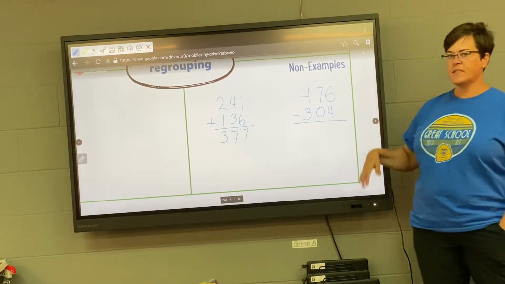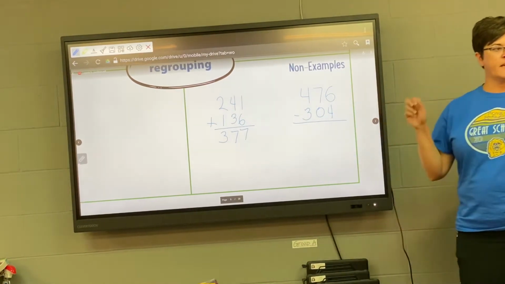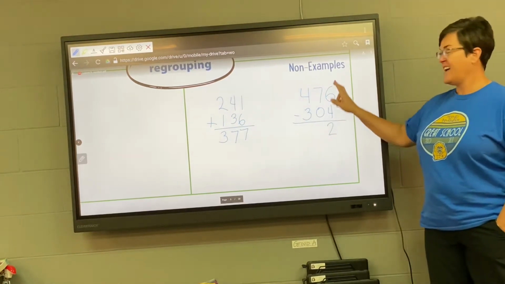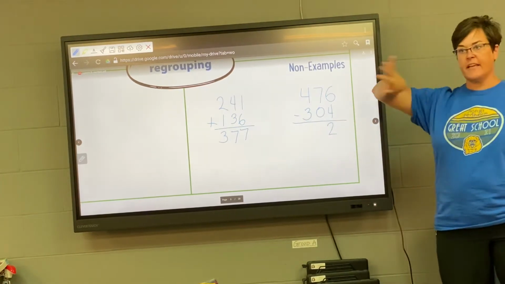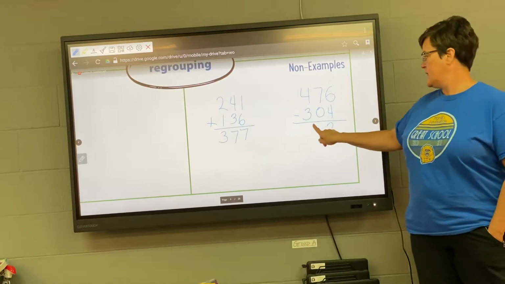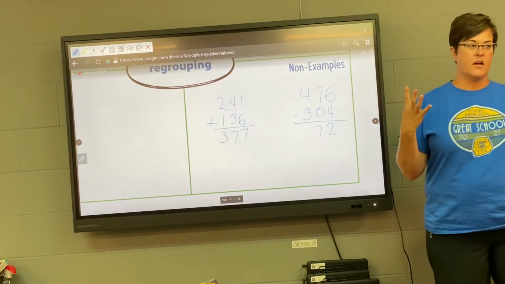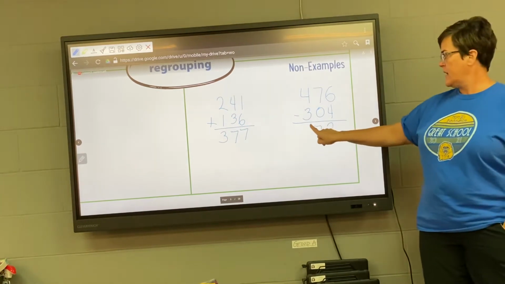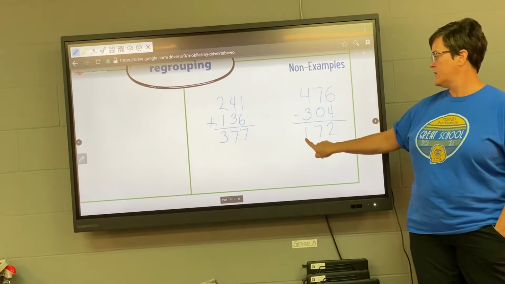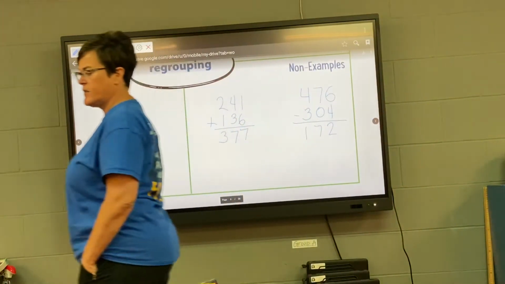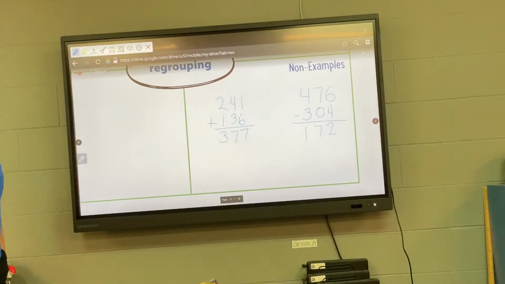I have 6 ones and I take those 4 away. How many do we have left? 2. 2 ones. I have 7 tens and I take nothing away. How many tens do we have left? 7. If we had 4 hundreds and we took 3 of those away, how many hundreds do we have left? It's 1. So the difference of that one is 172.